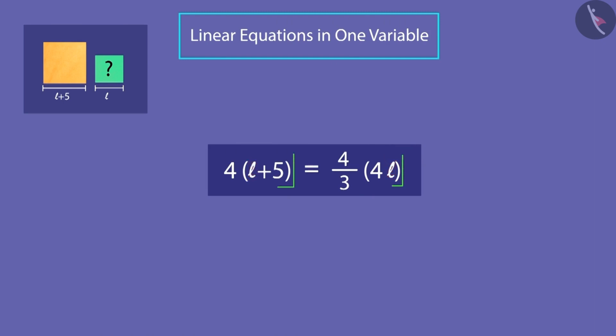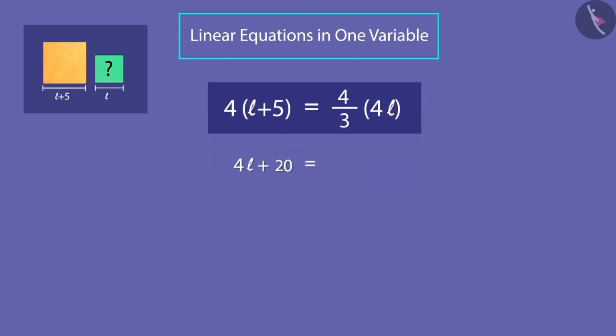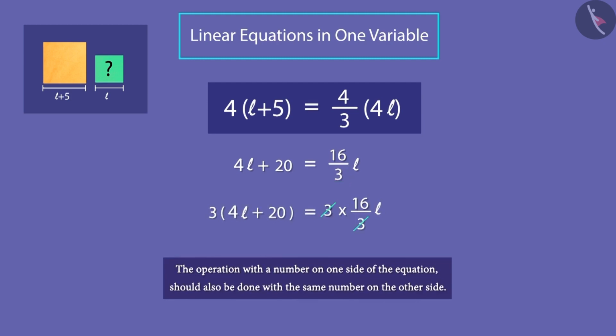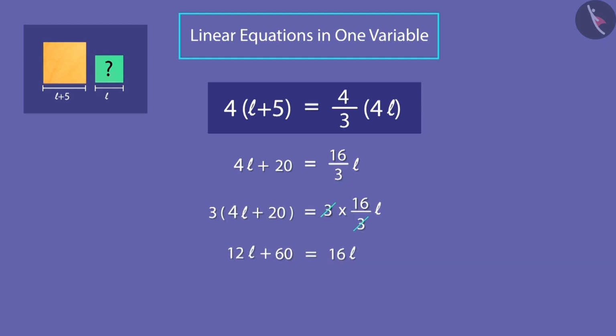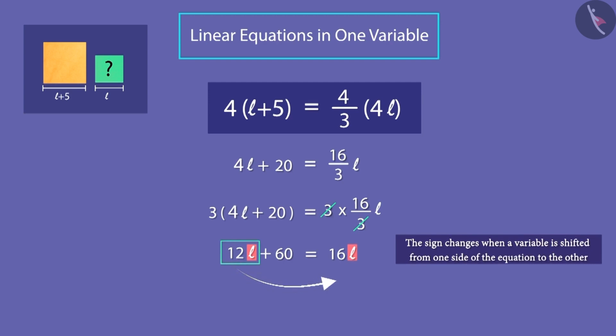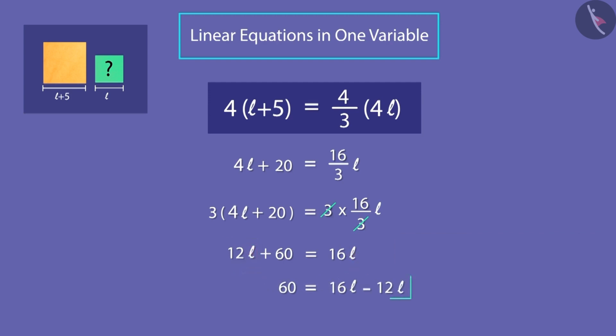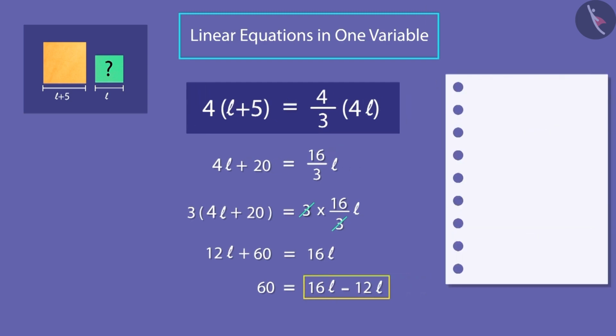Now, if we expand these brackets here, we get this equation. Now, to get rid of 3, we shall multiply both sides with 3. Since we want the variable L to be only on one side of the equation, we must shift this expression to the right-hand side. When we do that, we will have to subtract 12L from 16L. Can we subtract 12L from 16L? Yes, we can do that.